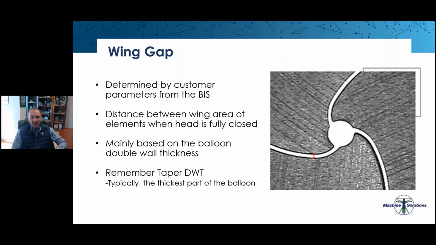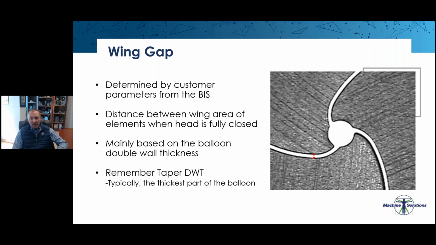So wing gap is another critical parameter for repeatable and optimal performance. Again, this comes from the balloon information sheet, and it's the distance between the two wing areas when the elements are at full close. That small red arrow you see about a third of the way up that left wing gap. That design parameter is based around the double wall thickness of the balloon. Typically that double wall thickness can be the greatest in the taper section of the balloon, so make sure as you're reporting that measurement that you're taking that taper thickness into consideration.